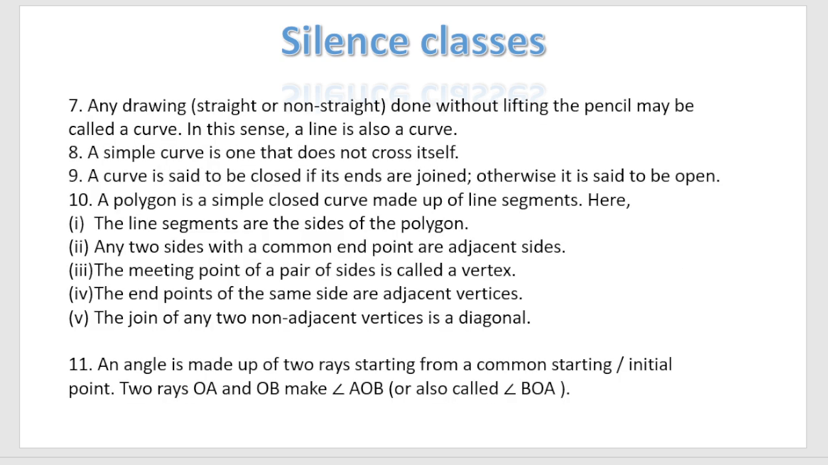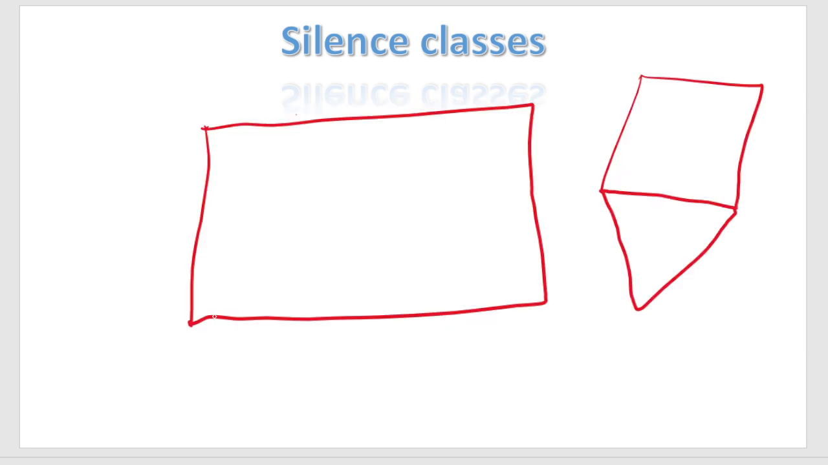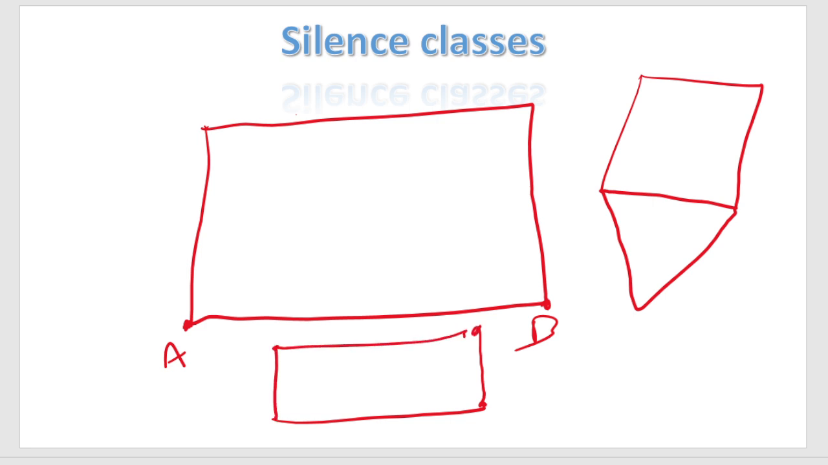A polygon is a simple closed curve made up of line segments. This is a line segment A and B, and we add B and C, and again like this. Four line segments are used over here to make this figure.